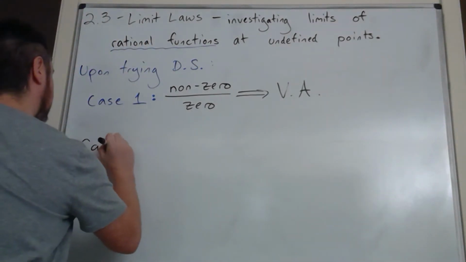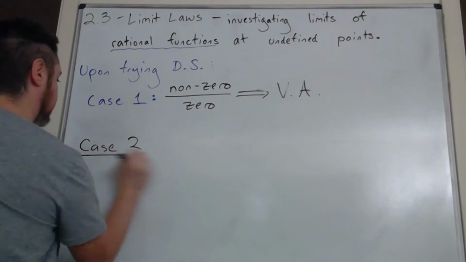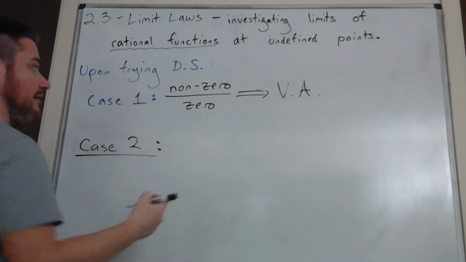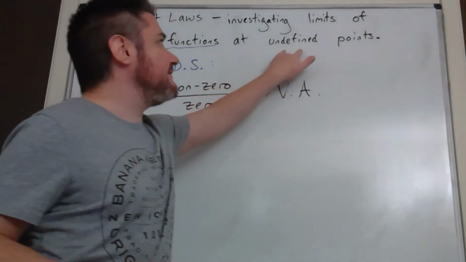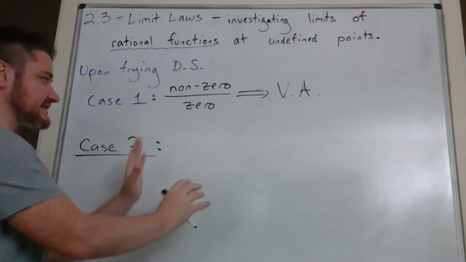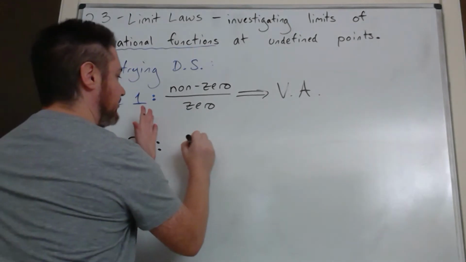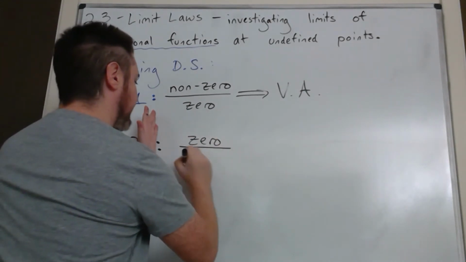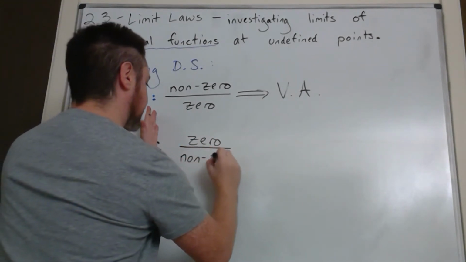Case 2 sort of has 2 outcomes. And again, I'm only looking for undefined points. So I'm going to erase this, but this thing is not a case. In other words, 0 over non-zero.